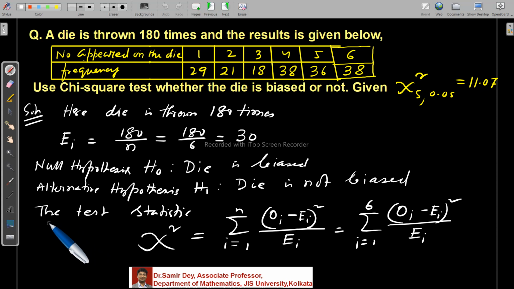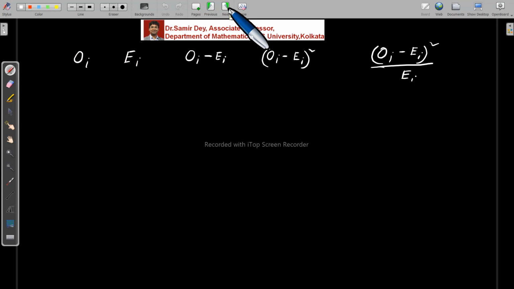Clear? So next you write down the test statistic. It is a chi-square. This is the notation. Chi-square equals summation i equals 1 to n, (Oi minus Ei) whole square by Ei. Here n is equal to 6, so that's why I'm writing i equals 1 to n. If you want to find this value, you need to calculate this table. Is it clear?